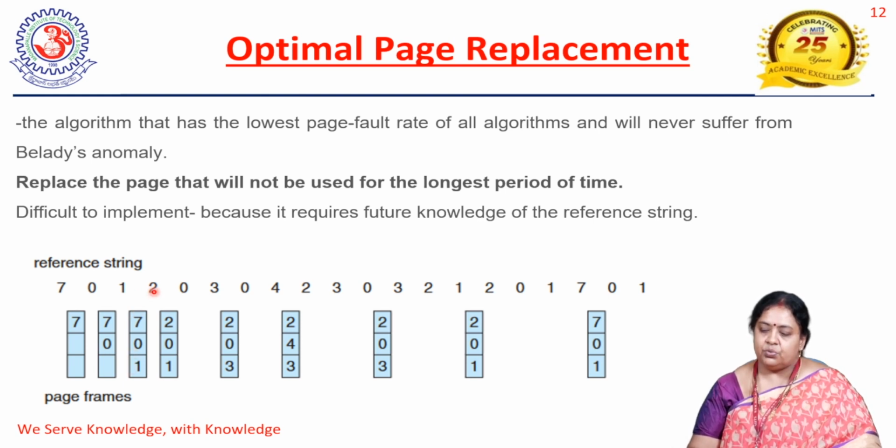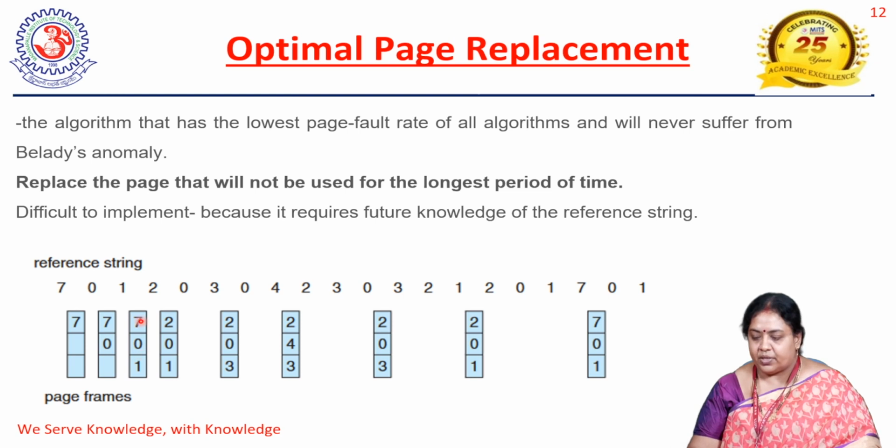Now 2 is referred. 2 is not available. We have only 7, 0, 1, but 2 is referred and is not in the memory, so it is called a page fault. Now a replacement has to be done. Using this algorithm, what is the basic procedure? You have to replace a page that will not be used for the longest period of time. So we have to check the future reference. What are the pages in the memory?